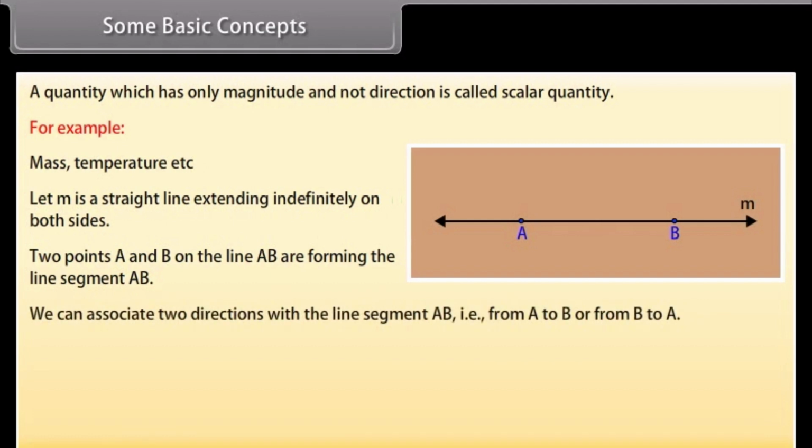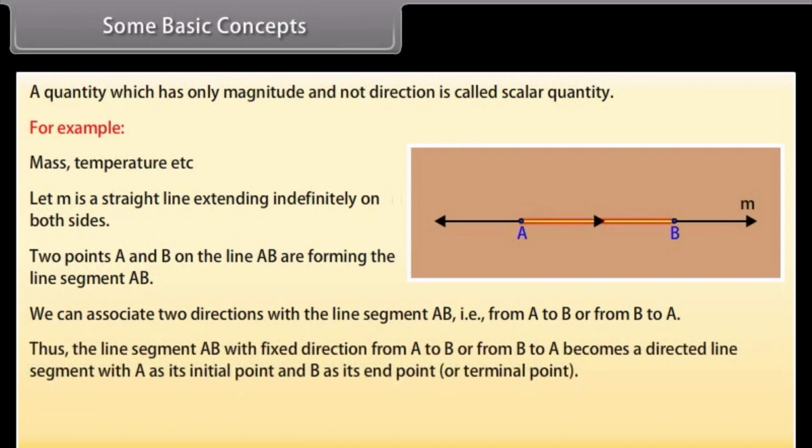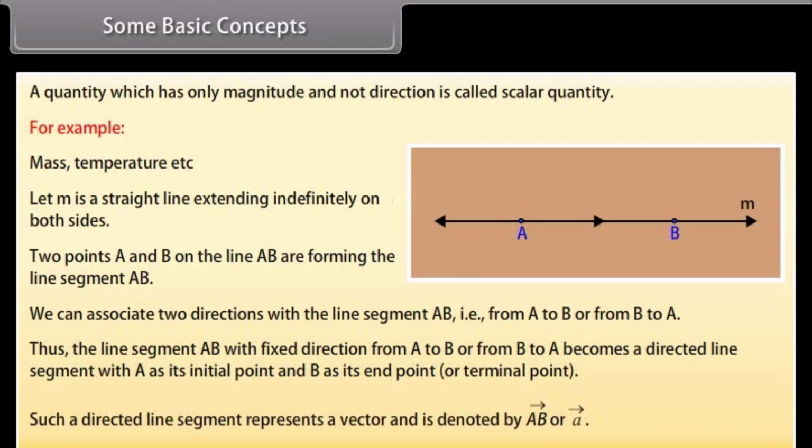We can associate two directions with the line segment AB, that is from A to B or from B to A. Thus, the line segment AB with fixed direction from A to B or from B to A becomes a directed line segment with A as its initial point and B as its end point or terminal point. Such a directed line segment represents a vector and is denoted by vector AB or vector A.